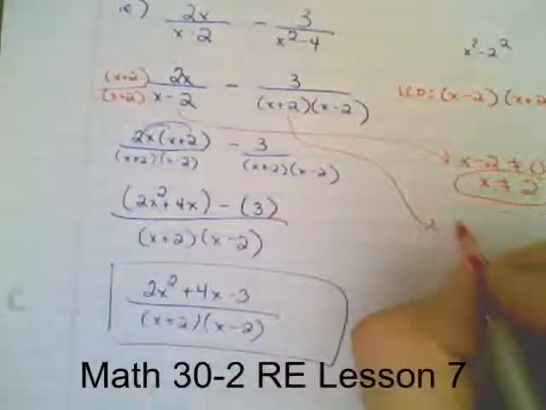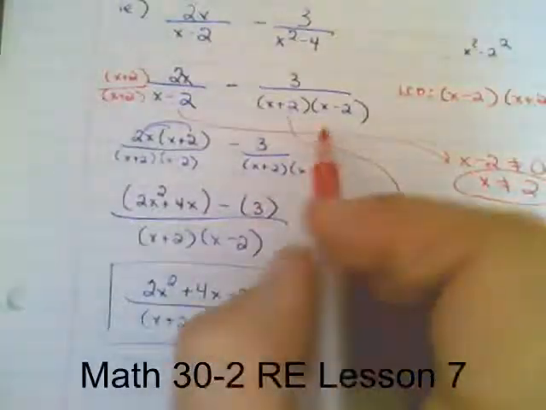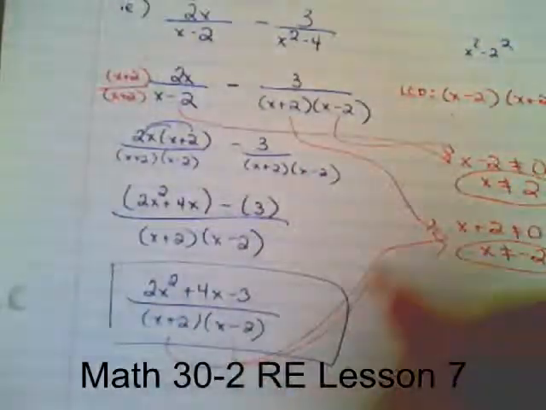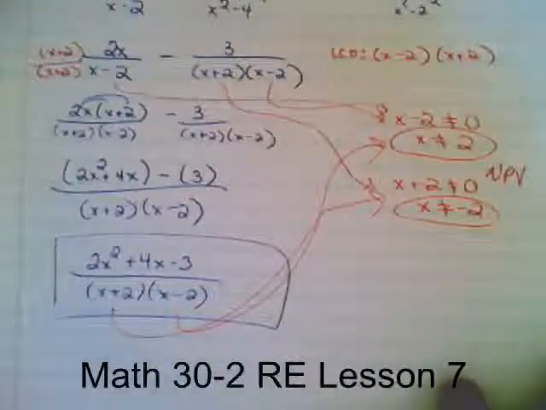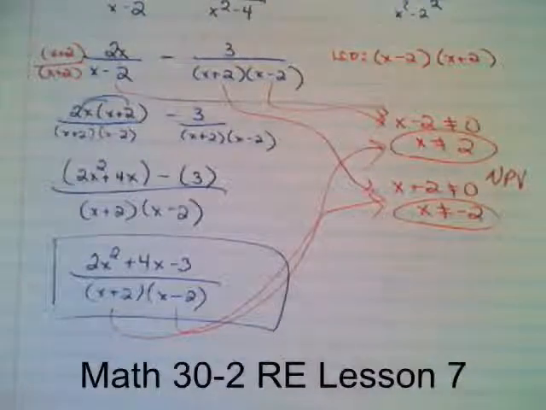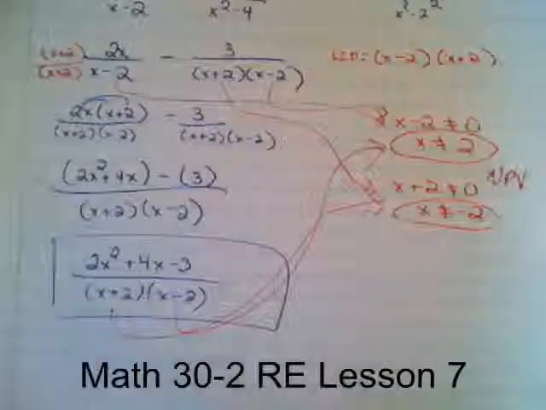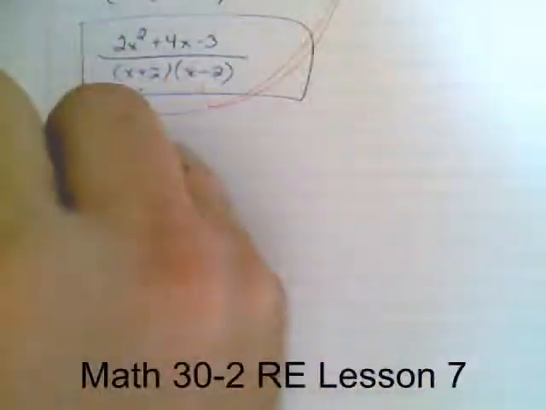Keeping in mind, I always look at non-permissible values. I'd look at the factored form. It's always easier to look at the factored form if there is one. So here, the 2 can never be 0, so I don't need to think of it. The x plus 2 cannot equal 0. So x cannot equal negative 2. And that's the same thing I'm getting here, and here. So all in all, those are my only non-permissible values.